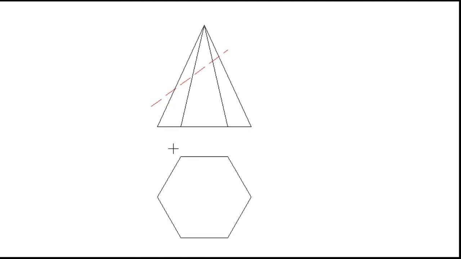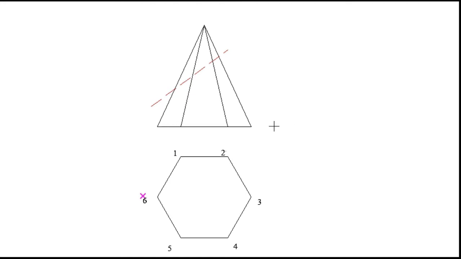I will start naming my top view with this being point number 1, and this one being point number 2, and then point number 3, and point number 4, and point number 5, and then lastly point number 6.